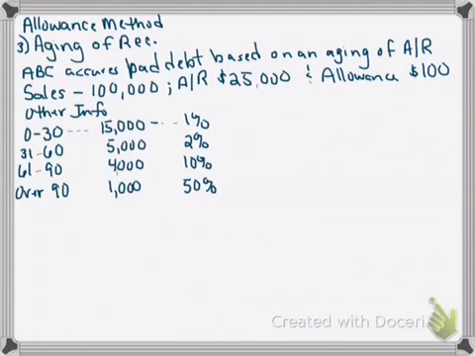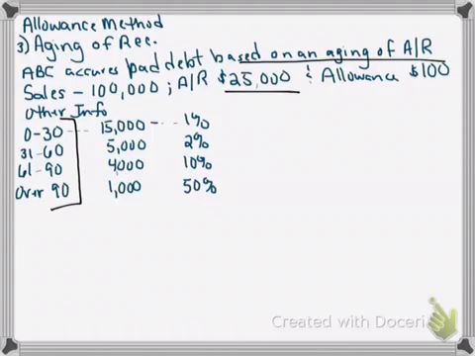You will see the same thing when you get to the next one, which is the aging of receivables. So in this case, we see the same thing that we had before. The only difference is it's based on an aging account. So with an aging of receivables, we would take the $25,000 that's in accounts receivable and we would break it up by periods. And so 0 to 30 days, we have $15,000 that's due. 31 to 60, we have $5,000 still due. 61 to 90, we still have $4,000. And over 90, we have $1,000.